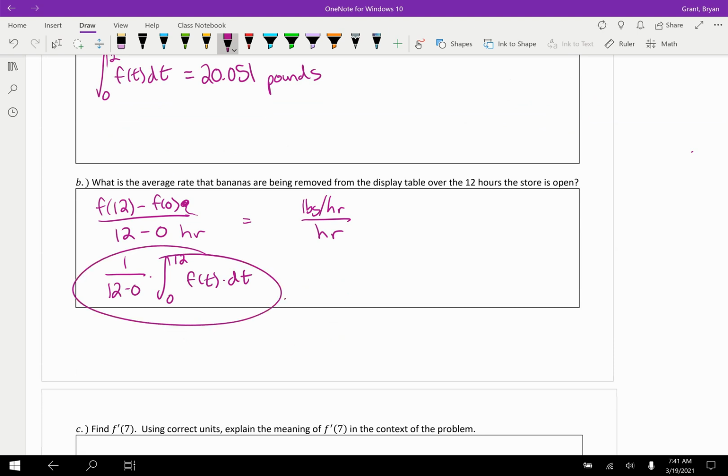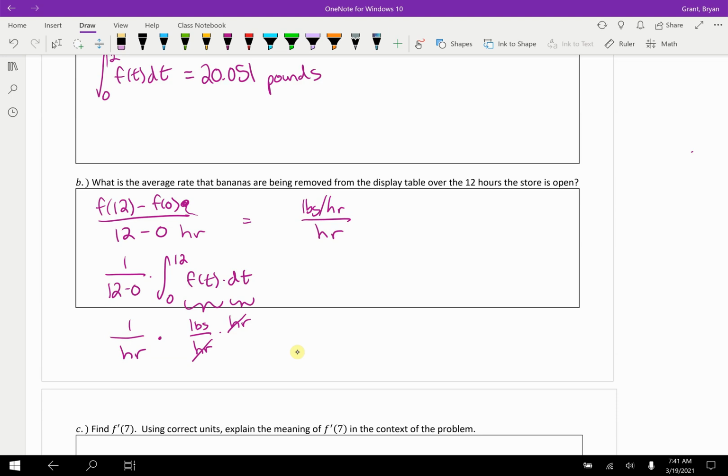Now, what does this find in comparison to what's up here? Well, let's look at the units, right? F of t, we already know, is in pounds per hour. dt, that's a change in time. If you measure how much time changes, that's in hours. But then there's more units out front. 1 doesn't have units, but 12 and 0 do. 12 and 0 are in hours. So what's going to happen here? Well, these hours will undo. When you do the antiderivative, you'll get capital F, which is in pounds. But then you're dividing by hours at the end, so our final units will be pounds per hour.